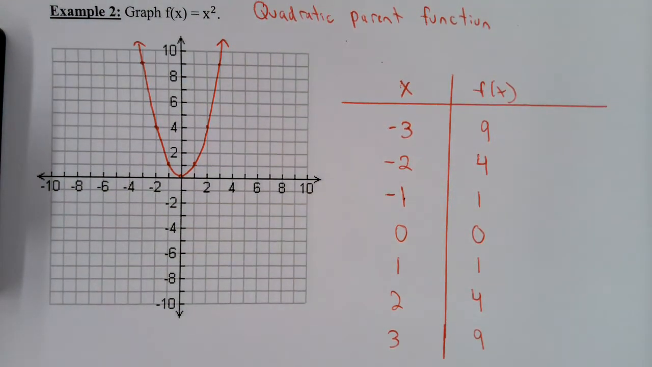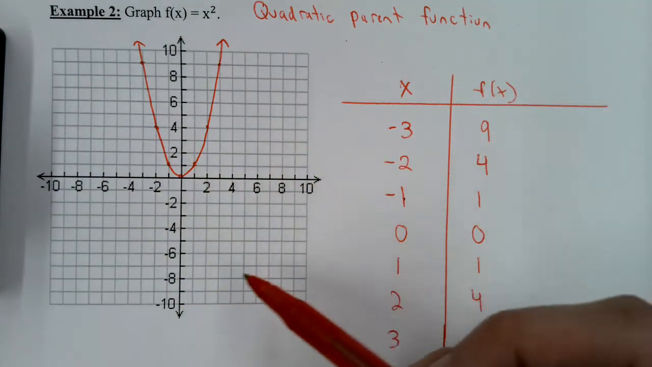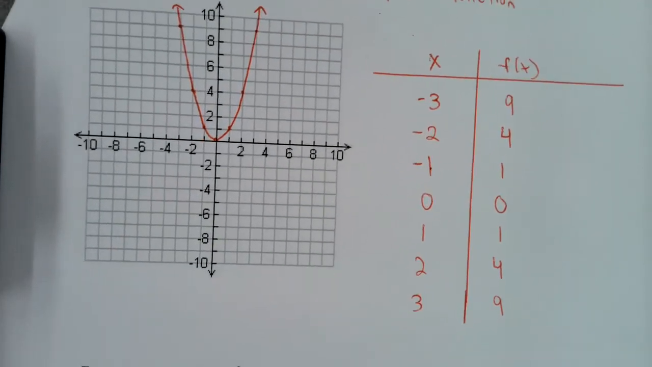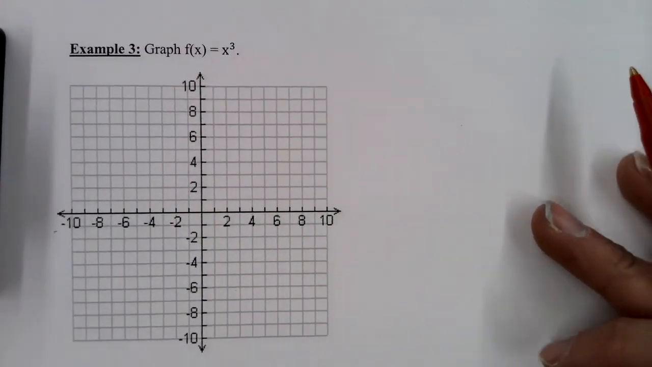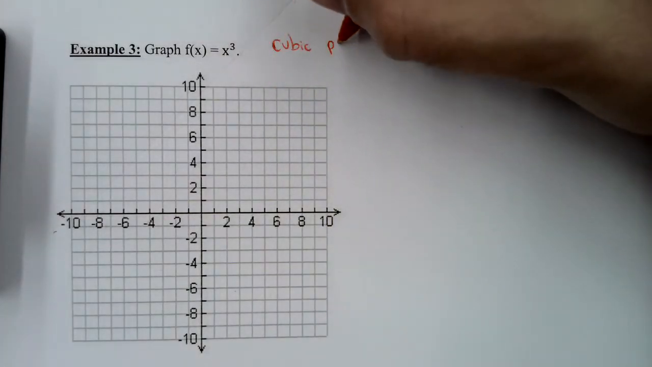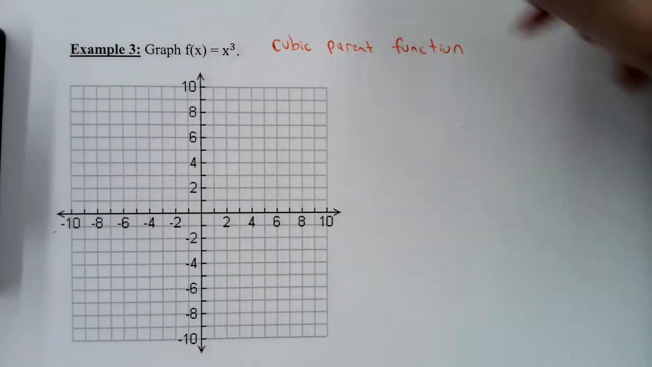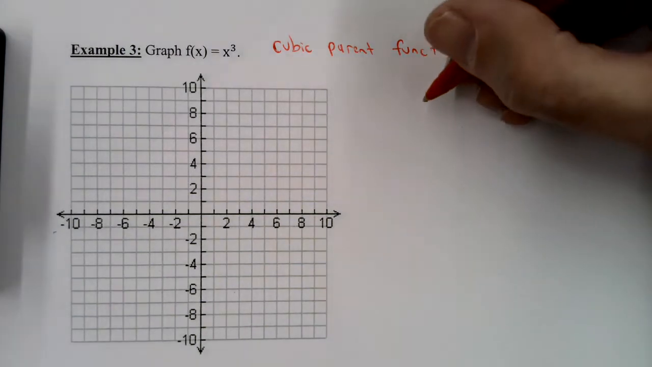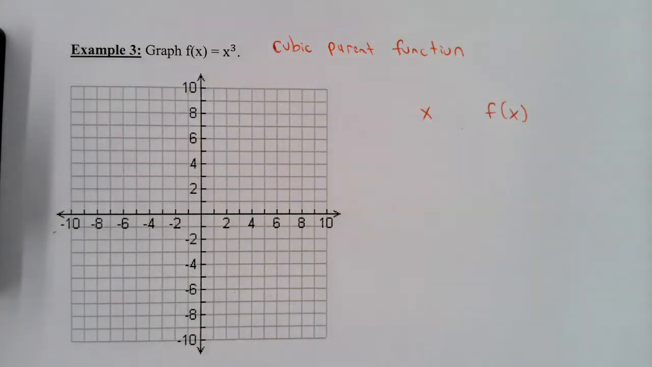Now you want to commit this to memory because the next lesson is going to be shifting this around the graph, so try to have this shape memorized. This next one, f of x equals x cubed. This is the cubic parent function. Again, let's make a table, and then we'll graph it from the table.